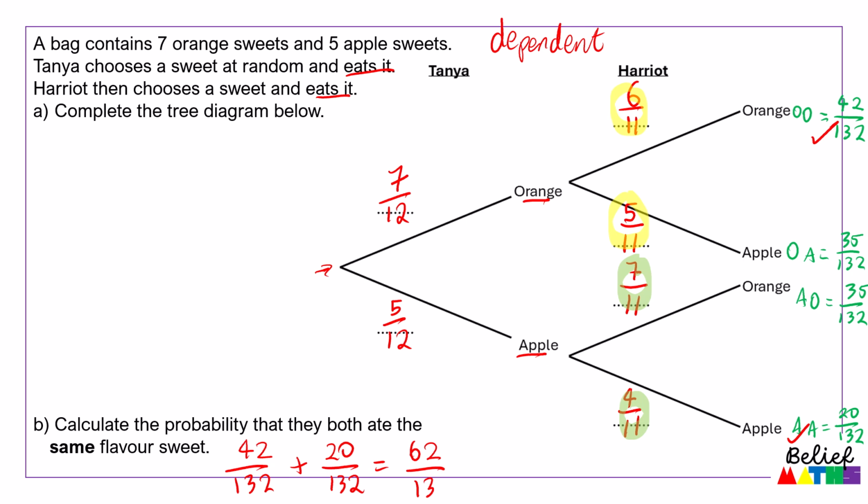Now, we can simplify that, but we don't need to. The only time we don't need to simplify our fractions is when we're doing probability. So we can leave our answer as 62 over 132.